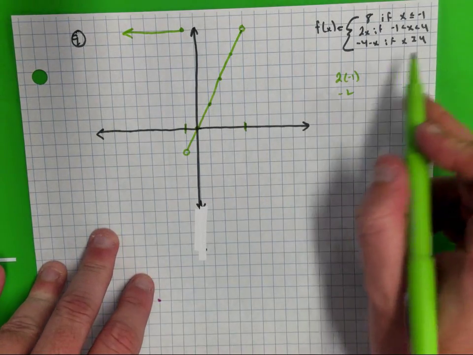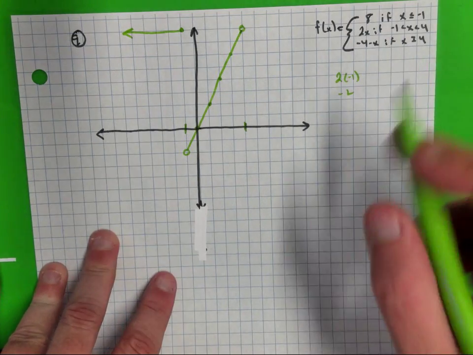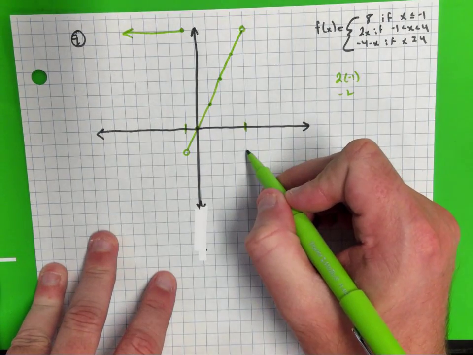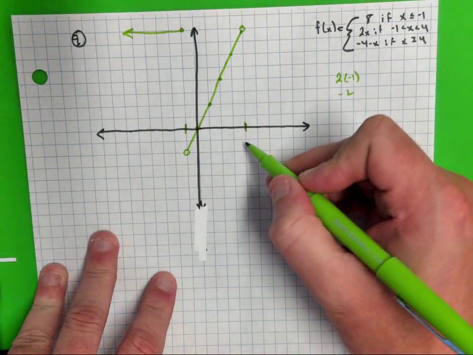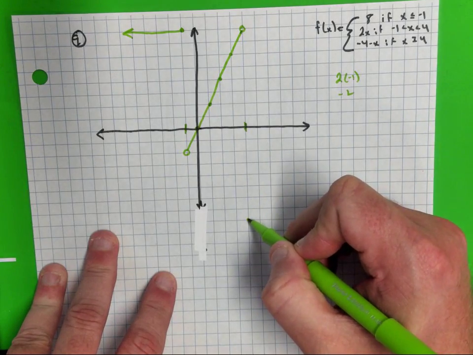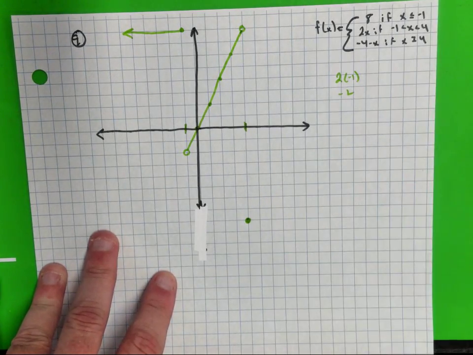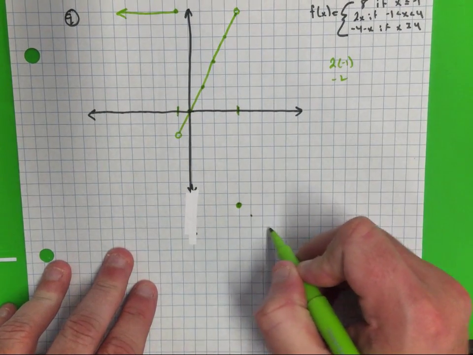Now I'm going to plug 4 in. Negative 4 minus 4 is negative 8. So I'm going to put one before negative 8. 1, 2, 3, 4. This is a weird one. Closed dot. I'm going to use my slope. What's my slope? So I'm going to go down 1 over 1.